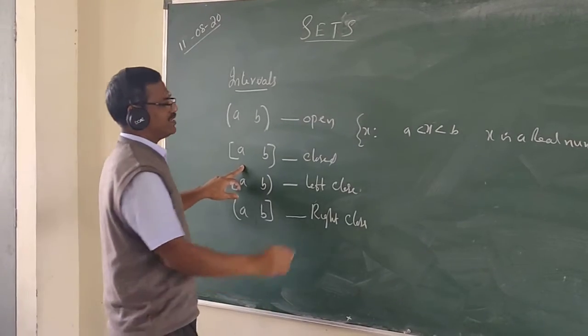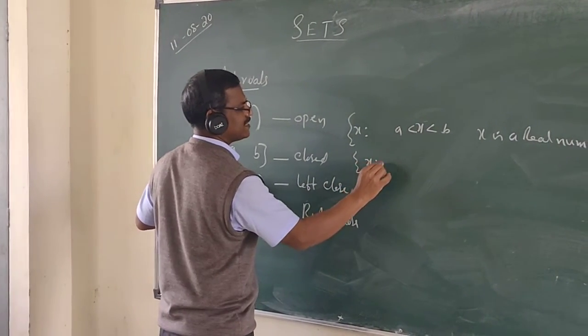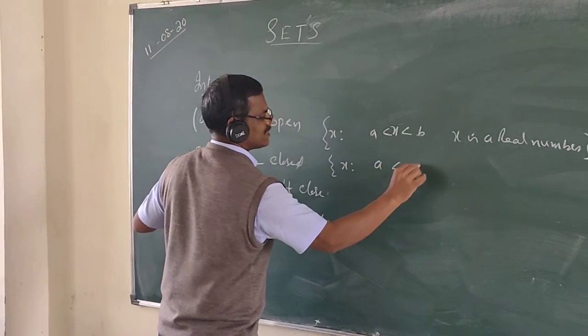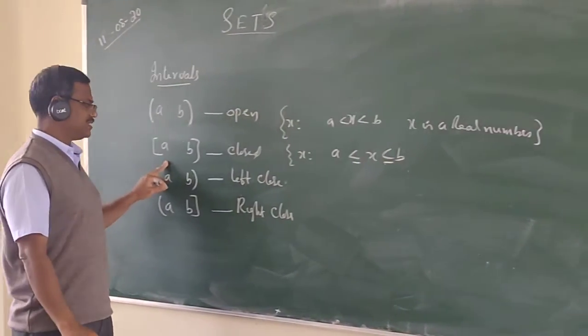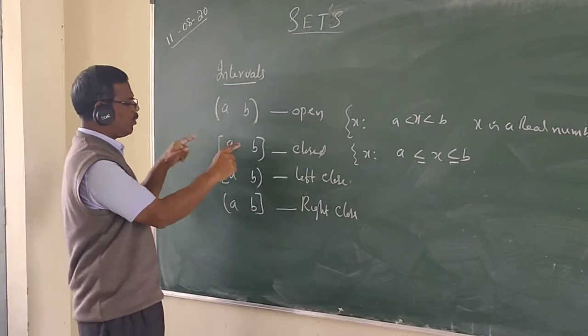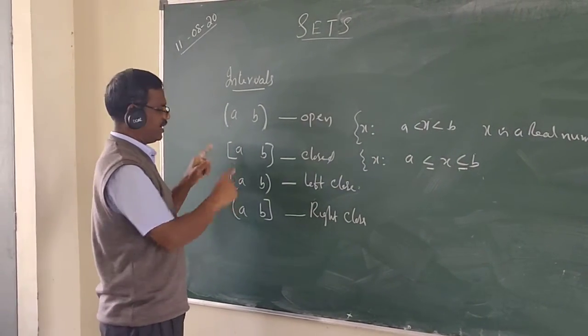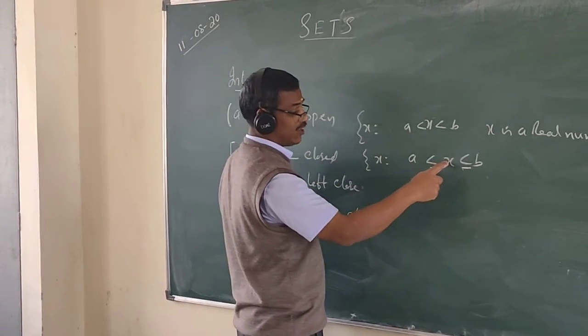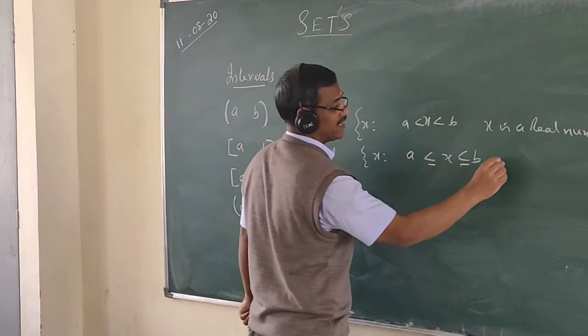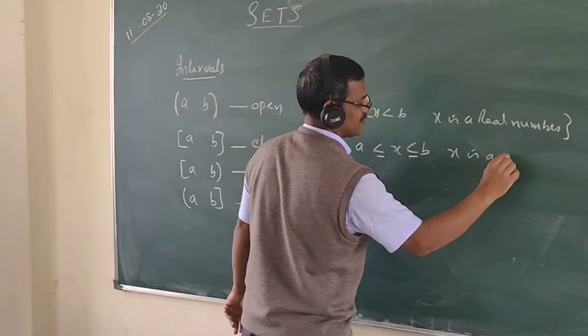Now for this closed interval AB, what is the difference? Set of all x such that the equality is also there. It means A and B are also members of that set: x greater than or equal to A, less than or equal to B.